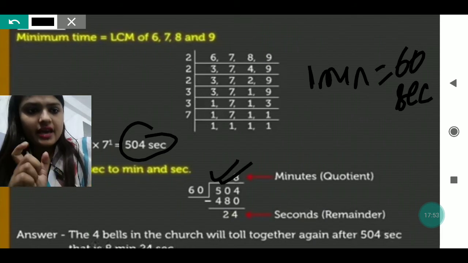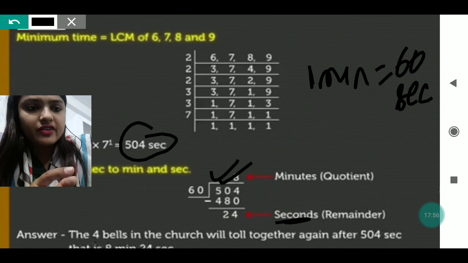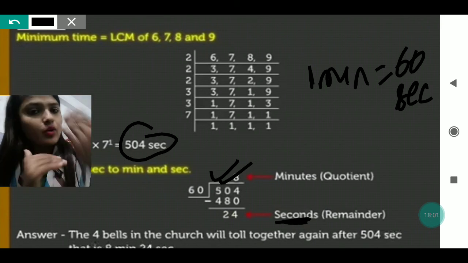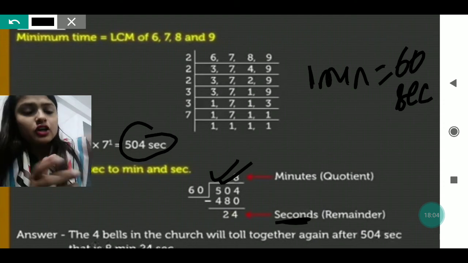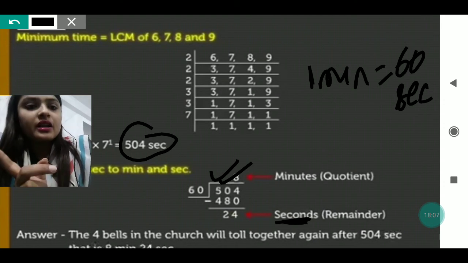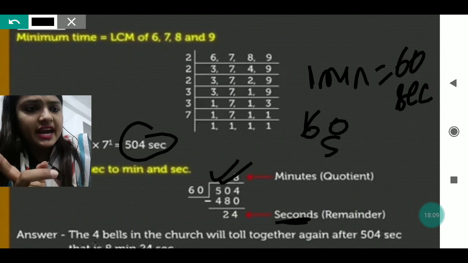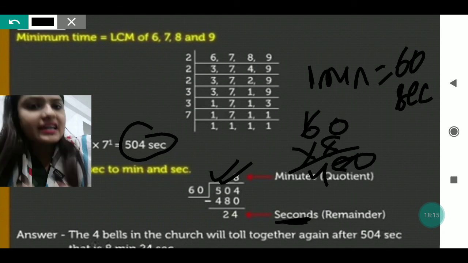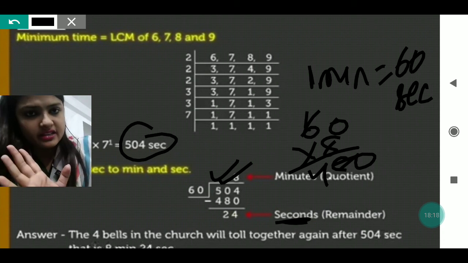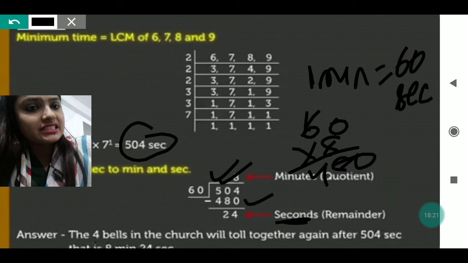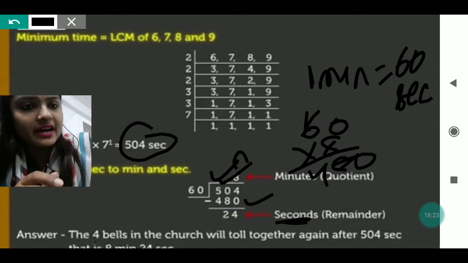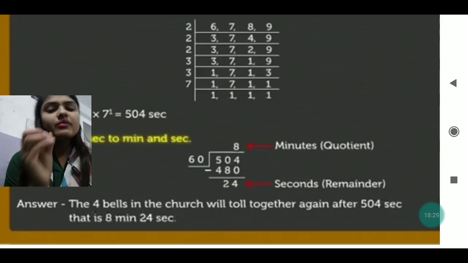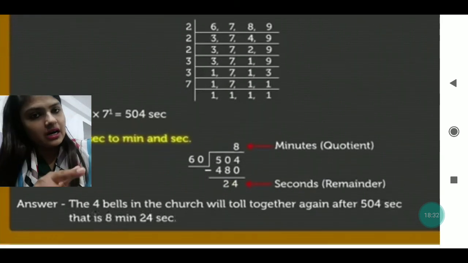That is 8 minutes and 24 seconds, because the remainder which we have got will be taken as seconds, and the quotient which we have got will be taken as minutes. When we read the table of 60, 8 times we will get 480. So 504 is not exactly divisible, but 480 comes in the table of 60. That 480 you will write just below 504, and 8 you will write as the quotient on top, and 24 you will get as the remainder. The remainder becomes the seconds, the quotient becomes the minutes.